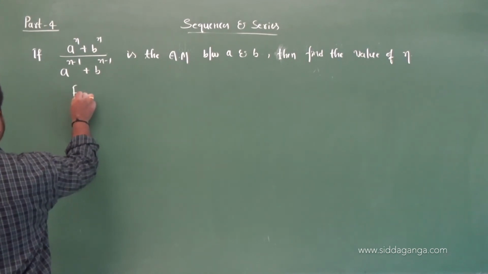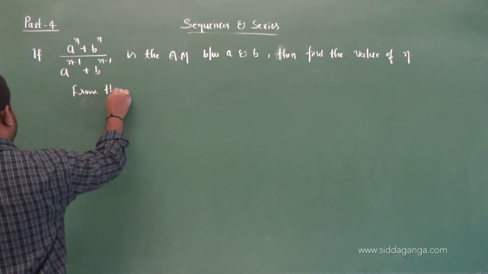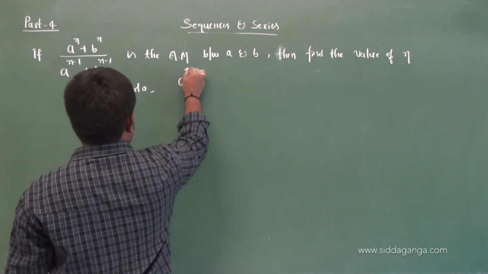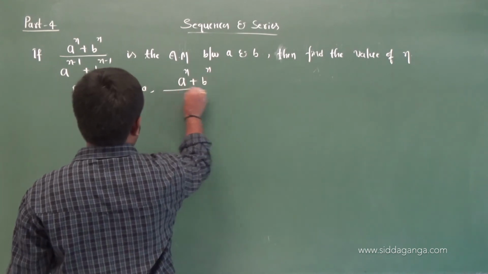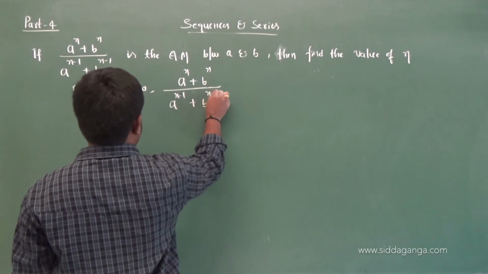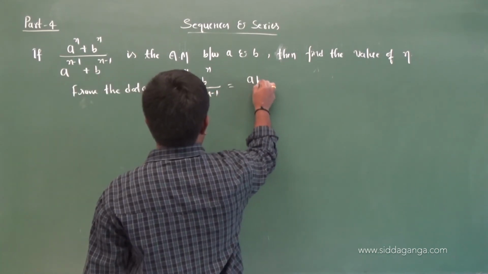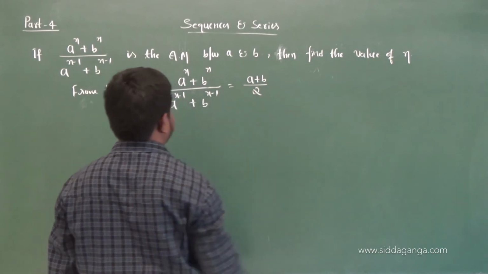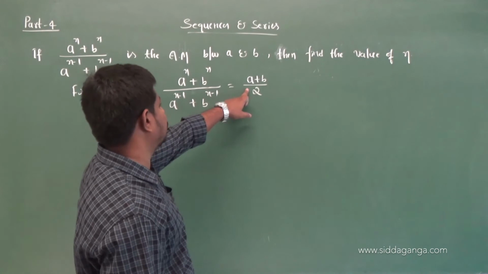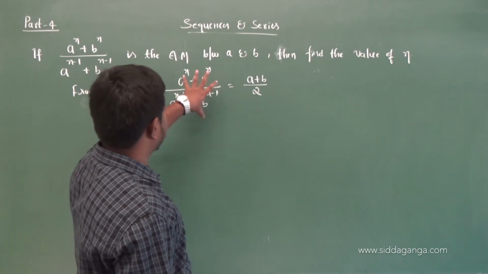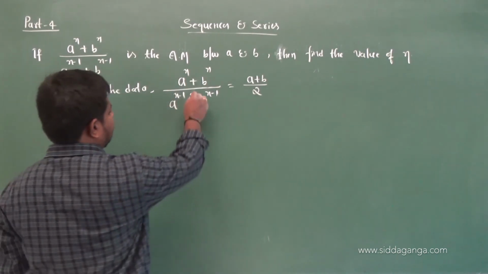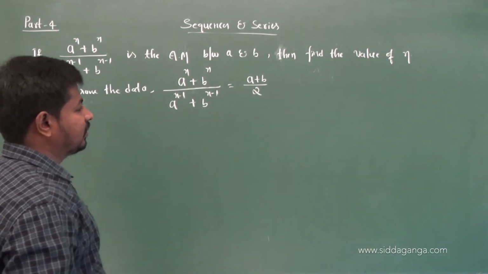From the data we have a power of n plus b power of n, whole divided by a power of n minus 1 plus b power of n minus 1, equal to a plus b by 2. This is the AM of the two numbers a and b, and they have given this is true for some n. What is n then?